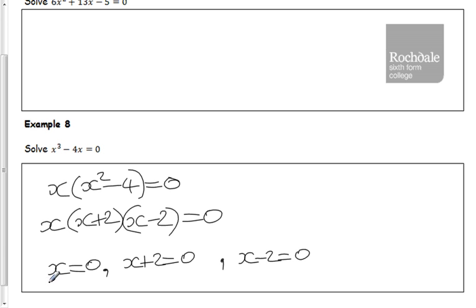X was either 0, or from the second bracket, if x plus 2 equaled nothing, x would equal minus 2. And the final possibility from the third bracket, if x minus 2 was 0, x would be positive 2. So this equation has three numbers which when you sub them into the equation give you an answer of 0. Any other number when you sub it in won't give you 0.